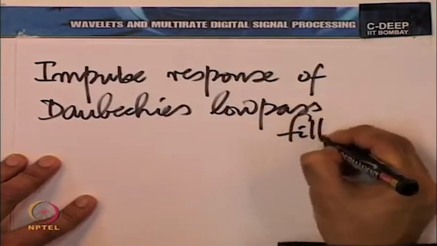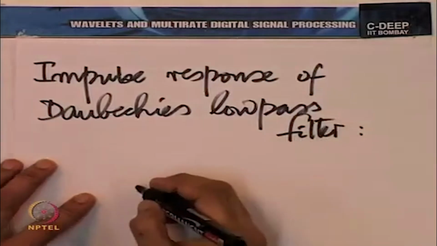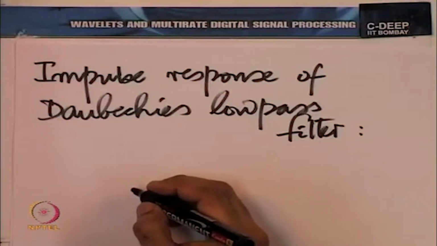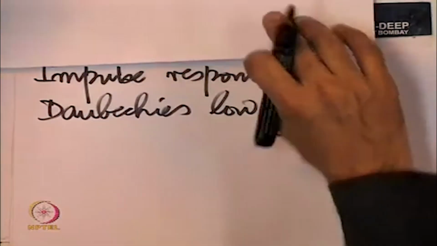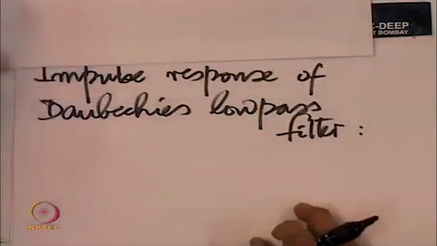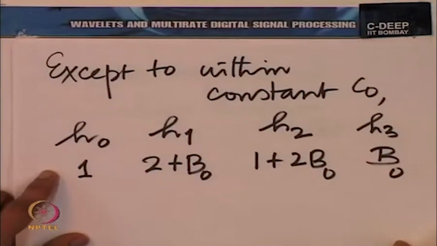It is essentially, well, let me read off the impulse response from here. Let me flash the impulse response before you once again, and then we will substitute. So, this was the impulse response. Now, we substitute for B 0.